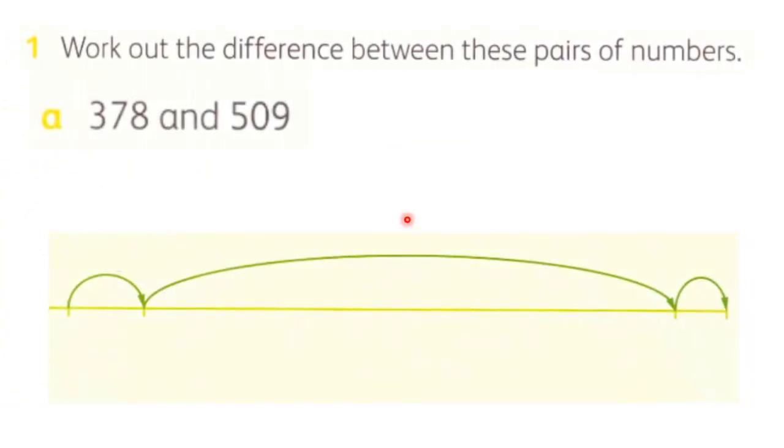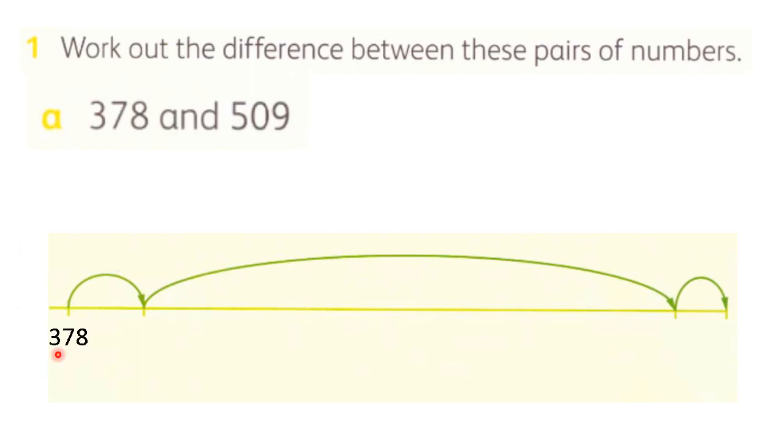Now, try the exercises on the practice panel. Let's look at the first one together. Work out the difference between these pairs of numbers, 378 and 509.